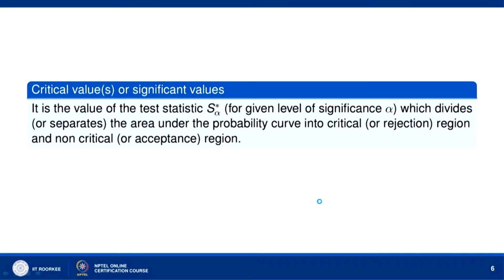Now, let us discuss the critical value or significant value. It is the value of the test statistic S alpha star for a given level of significance alpha. When you are given the level of significance alpha, from that we can decide the value of S alpha star. This S alpha star divides the area under the probability curve into critical region and non-critical region. Critical region is the region of rejection, non-critical region is the region of acceptance.